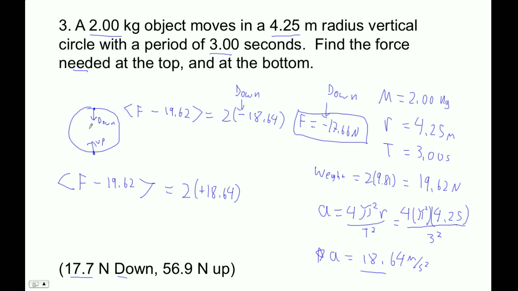In general you're always accelerating toward the center, which is somewhere right there. So at the top, centripetal acceleration is down. At the bottom, centripetal acceleration is up. So force minus weight is 2 times the acceleration. How do I do that? I go 2 times 18.64 plus 19.62. I get 56.9. And the fact that it's positive means that it's up. All right, this dog is hunting.